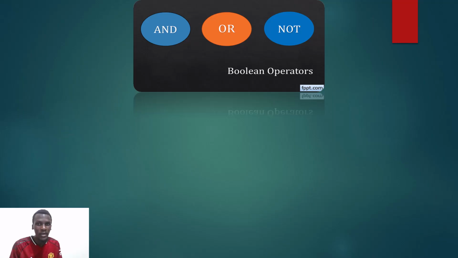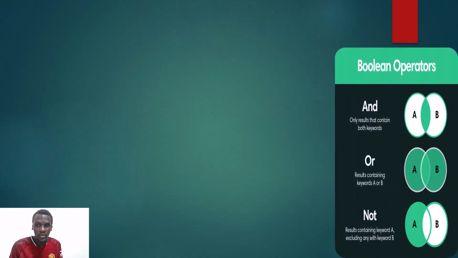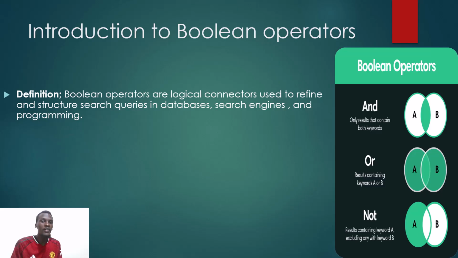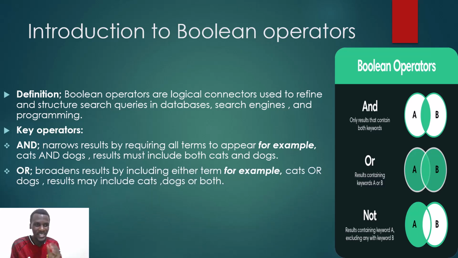This time we're going to be talking about Boolean operators. So, another segment concerning information literacy. Let's get down to business. We're going to be going through Boolean operators, and it's mainly from information literacy, right? Alright, so Boolean operators are logical connectors used to refine and structure search queries in databases, search engines, and programming. The simple version of this is they are usually certain, I would call them short words that are used to refine data.